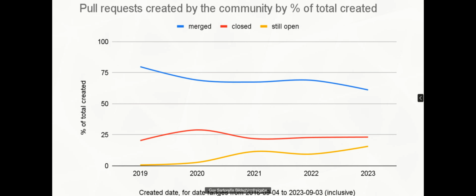Finally, we can look at that same data again as a percentage of the total number of created pull requests. And we can see that over time, it's the same trend as before. There's a decrease in pull requests merged, and there's an increase of pull requests that are left open. So community pull requests have been slowly losing momentum.